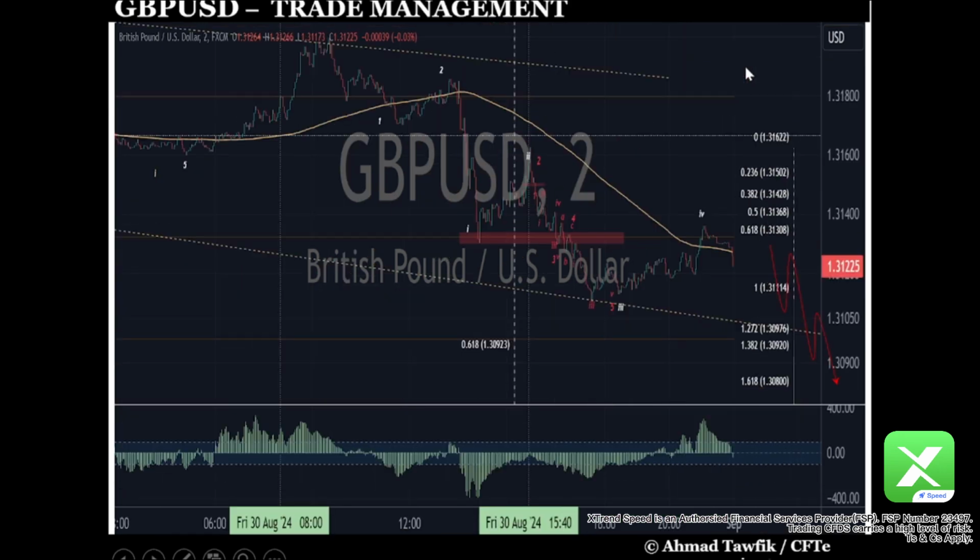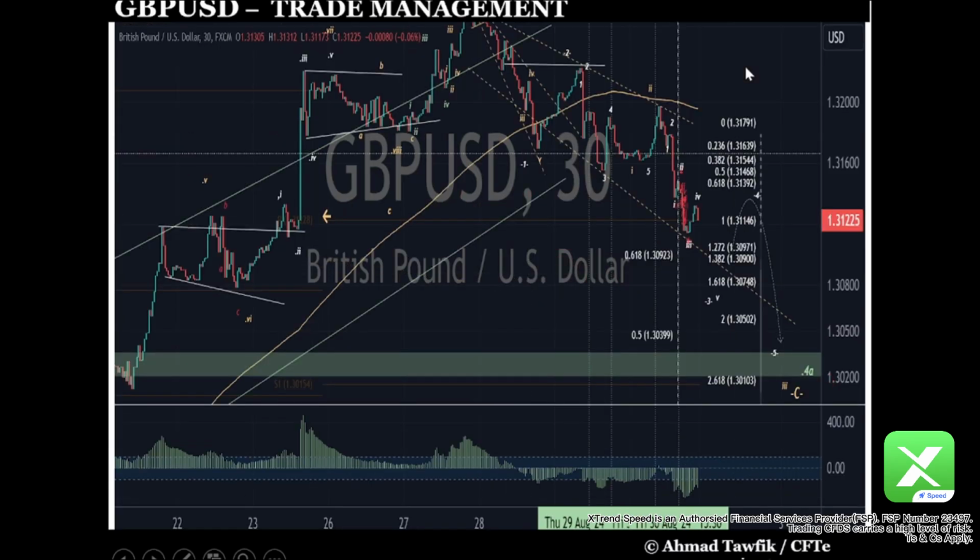Let's take it to today's trade management and the 2-minute chart earlier for short-term trading. This is today's trade management. We are seeing a 1 and a 2. We're seeing, of course, a 3, 4, and a 5.